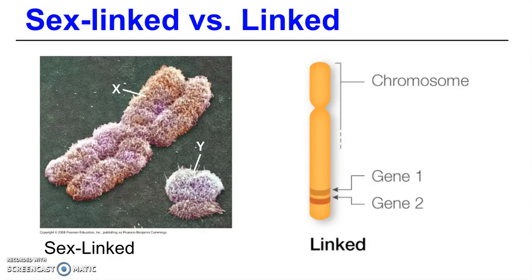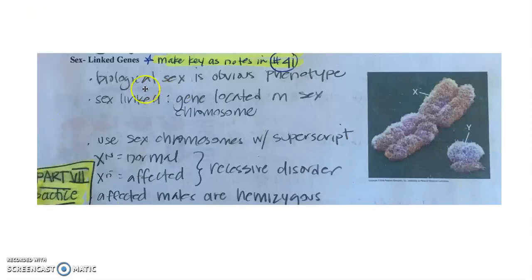And what sex-linked traits means, all that it means is, well, first of all, he was tracking and observing biological sex because it's a really obvious phenotype. These are females and these are males. But all that sex-linked means is that there's a gene located on a sex chromosome. Now, we usually say that the gene is located on the X chromosome. Here's an electron micrograph of the sex chromosomes in humans. And we can see that the X chromosome is much larger than the Y.